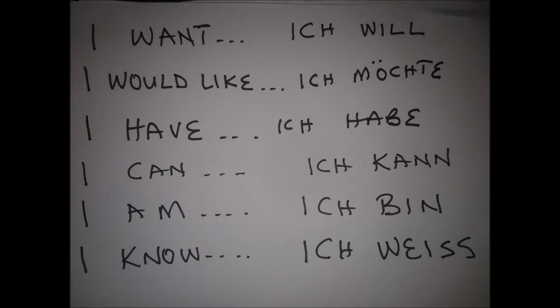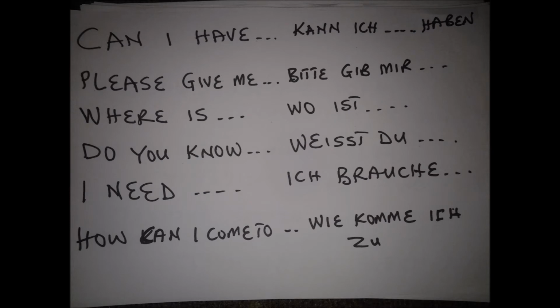I would like. It's almost like I want, but with more respect. I would like is ich möchte. You can say, I would like to eat, ich möchte essen. Or I would like to dance, ich möchte tanzen. I would like to sleep, ich möchte schlafen. Or I would like to go, ich möchte gehen. I have means ich habe.